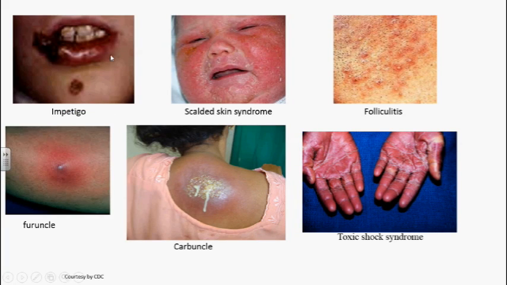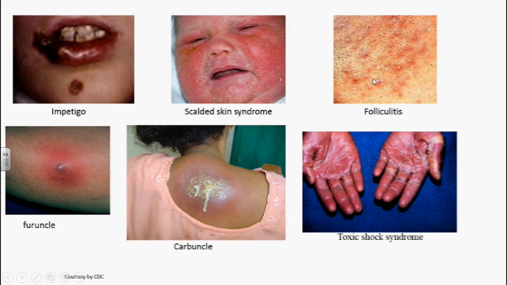Here we can see some pictures of these conditions. This is impetigo caused by Staphylococcus aureus with blisters. Whenever the blisters burst, you can see ulcer formation, especially in children. And this is scalded skin syndrome. You can see the glistening redness and discoloration of the epidermis up to the stratum spinosum layer. This exfoliating toxin can break the desmosomal connections between the cells so that the upper part of the epidermis desquamates. So it gives a redness.